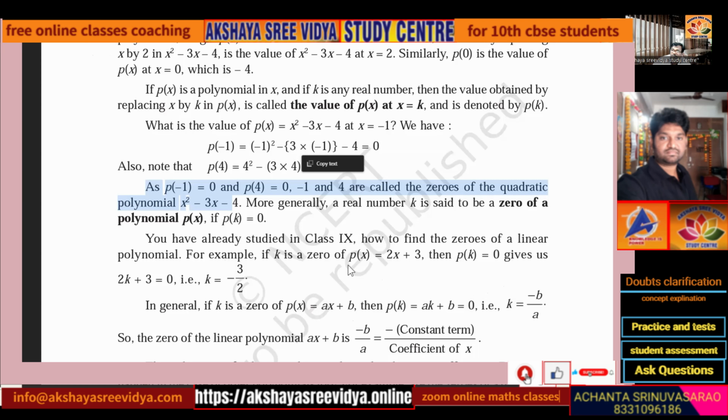For suppose, P of x is equal to 2x plus 3, that is the linear polynomial. Already you studied this in 9th class. Find the zeros of the linear polynomial 2x plus 3.